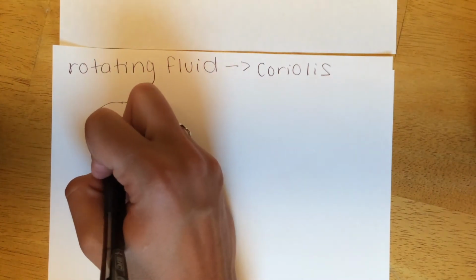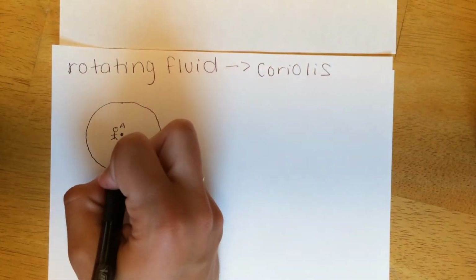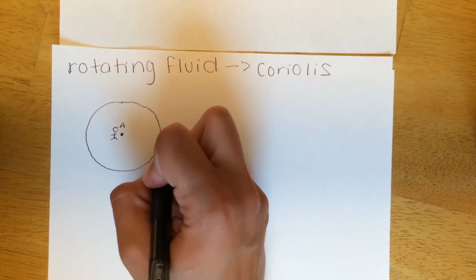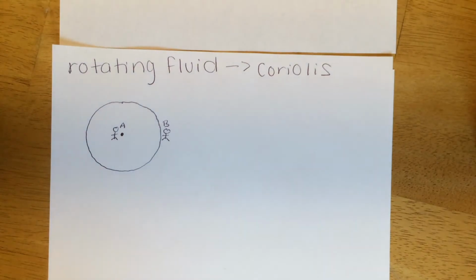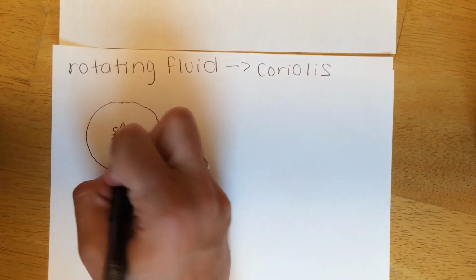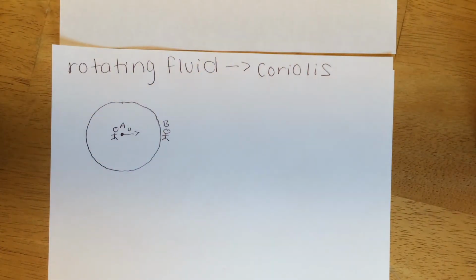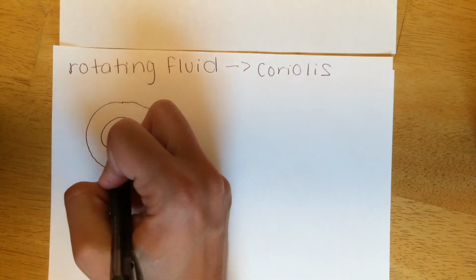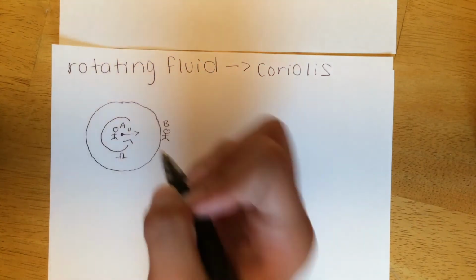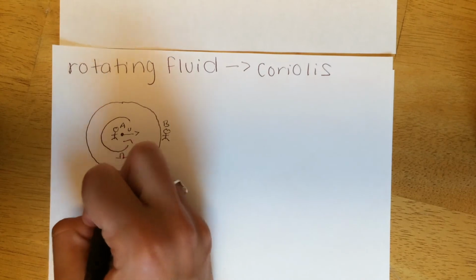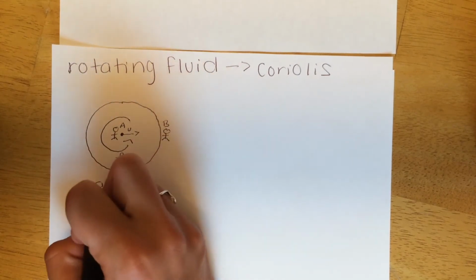So first, imagine you and a friend are on a rotating merry-go-round. You are person A and are standing at the center of the merry-go-round, and your friend is person B standing on the outside edge of the merry-go-round. You throw a ball in a straight line directly towards your friend on the edge. The merry-go-round is rotating at an angular speed of omega radians per second.